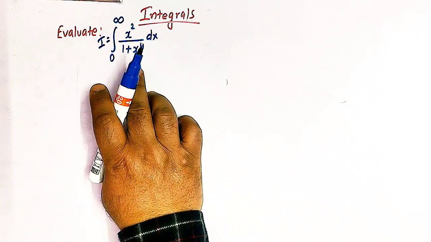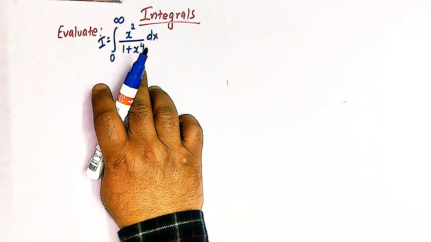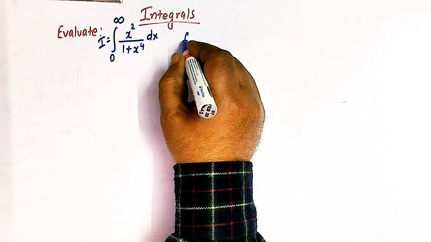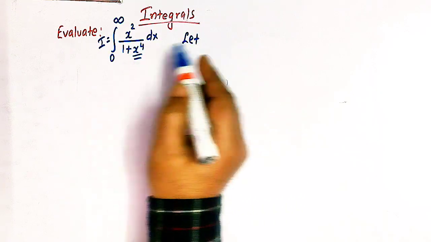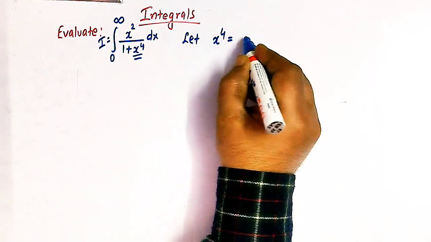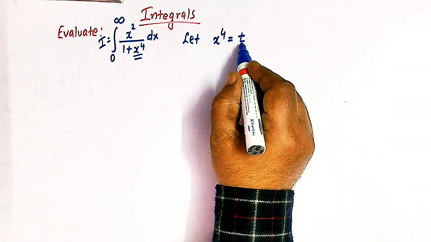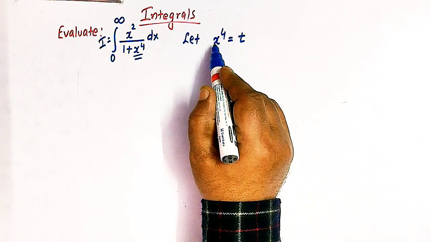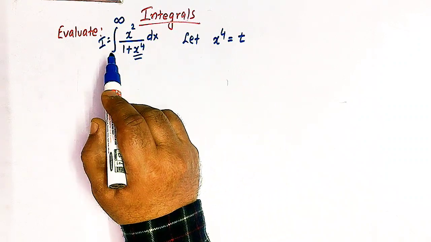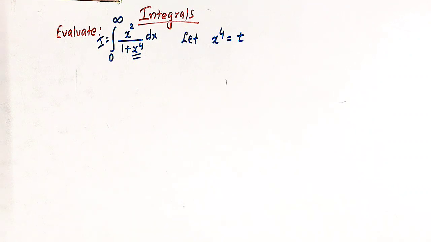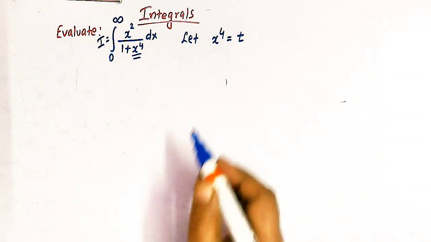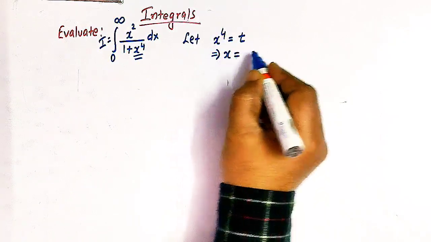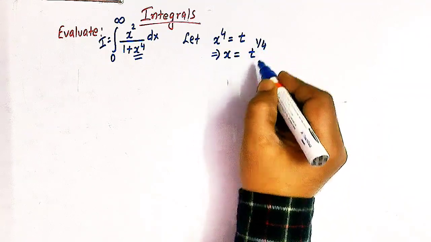Now here we will first take help of the method of substitution, and we'll take the term x raised to 4 as t. So here our new variable is t, and we are making this substitution because we are going to convert this integral into the beta function. So now we have x raised to 4 is equal to t, so that x can be written as t raised to 1 over 4.